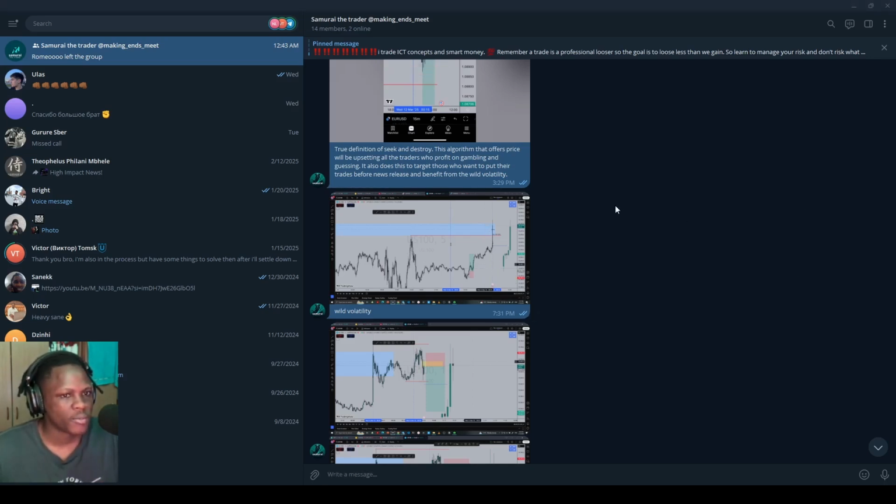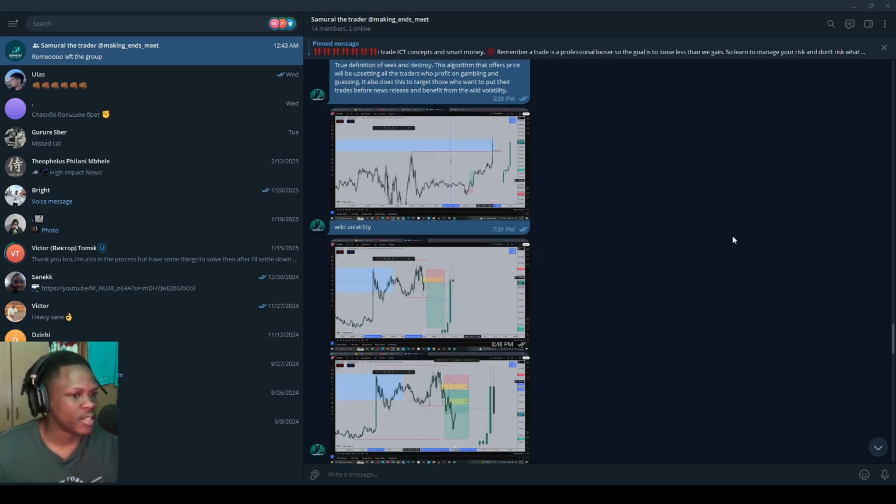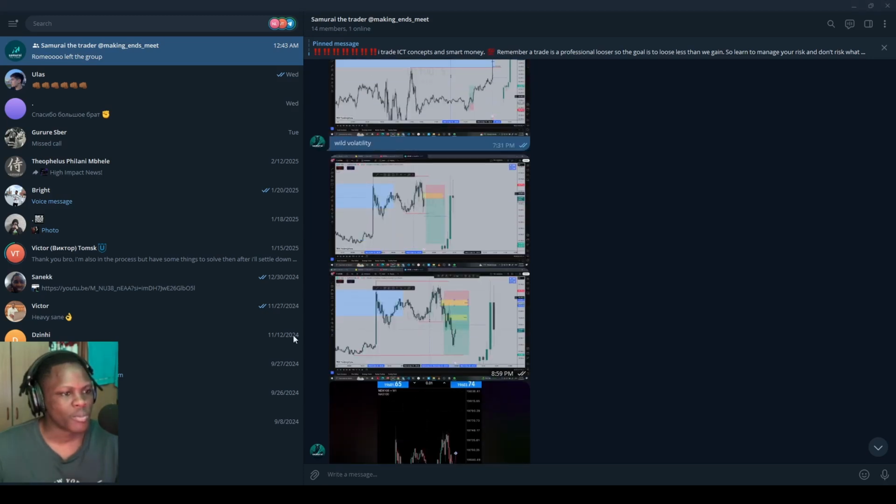You can see, I said wide volatility. Then I said I'll be waiting for the 9:30 opening. And then after the 9:30 open, this was the trade. The trade I sent in the group. This was the trade I sent in the group for the US 100.